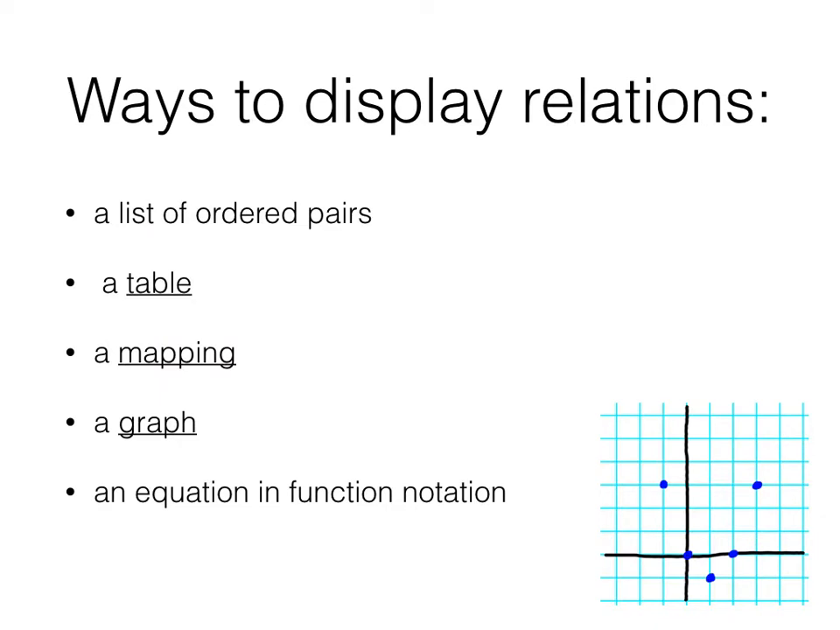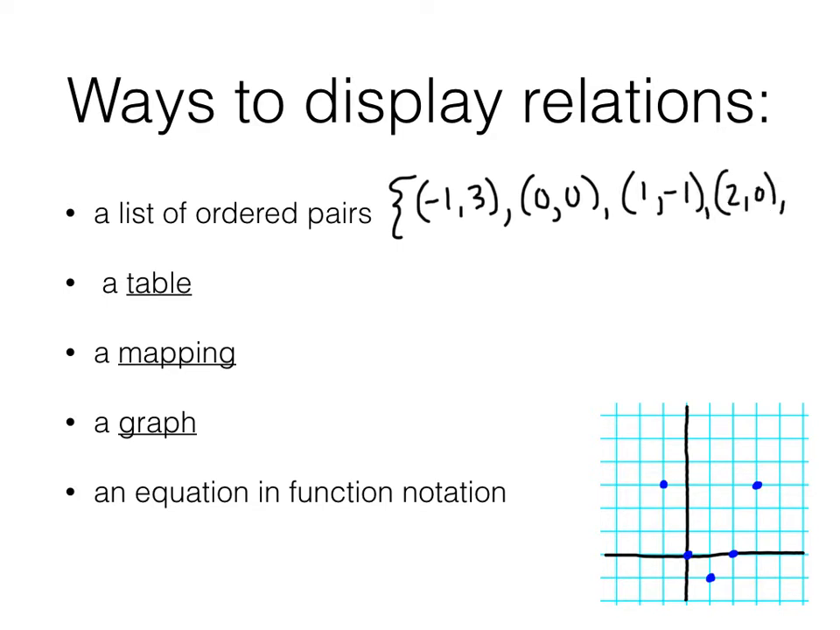For a relation, you have to be able to display it. And so you might have a list of ordered pairs as your display for a relation. So say you have the ordered pairs -1, 3, 0, 0, 1, -1, 2, 0, and finally 3, 3. That would be an example of a relation. It's just a set of ordered pairs that's given to you.